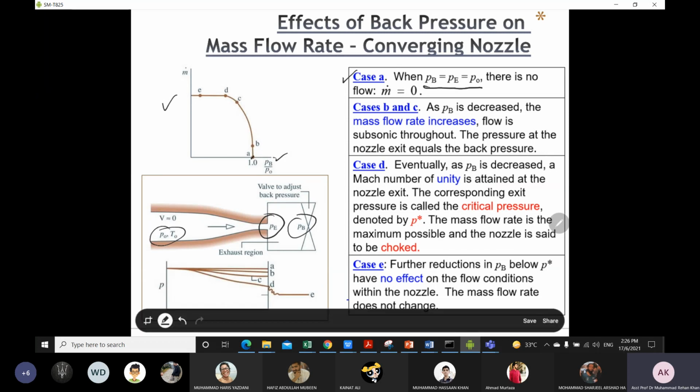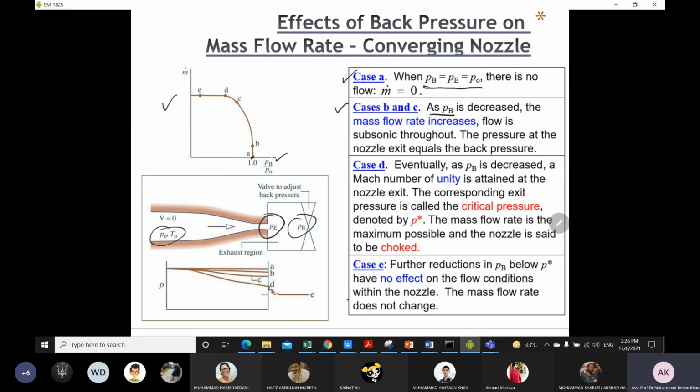Then we are moving towards case B and C. What happens in this case is that PB is decreased.